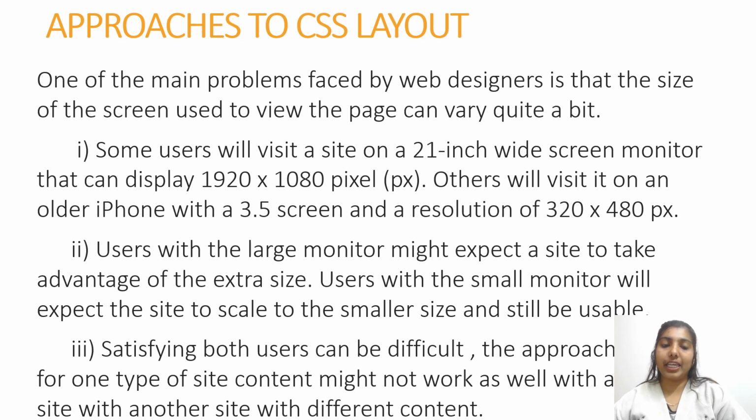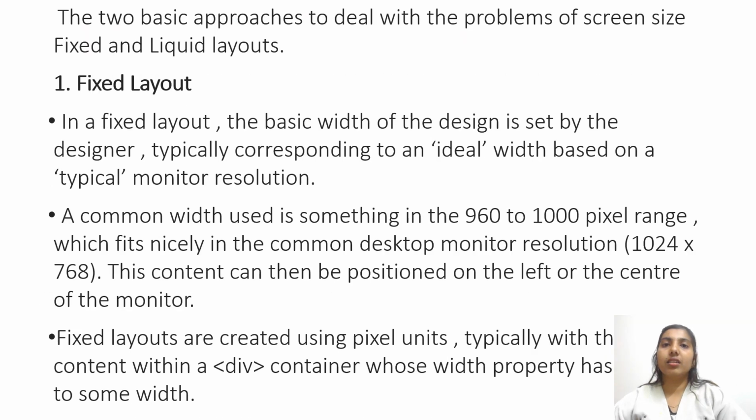The approach for one type of site content might not work as well with a site with different content. The two basic approaches to deal with the problems of screen size are fixed and liquid layouts. Fixed layouts. In a fixed layout, the basic width of the design is set by the designer, typically corresponding to an ideal width based on a typical monitor resolution. A common width used is something in the 960 to 1000 pixel range, which fits nicely in the common desktop monitor resolution of 1024 by 768.